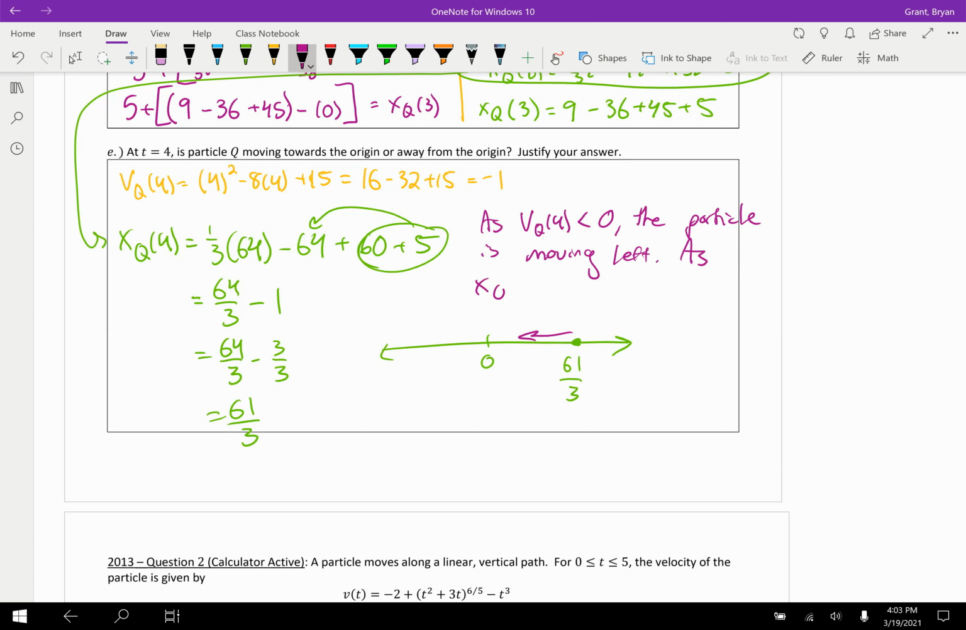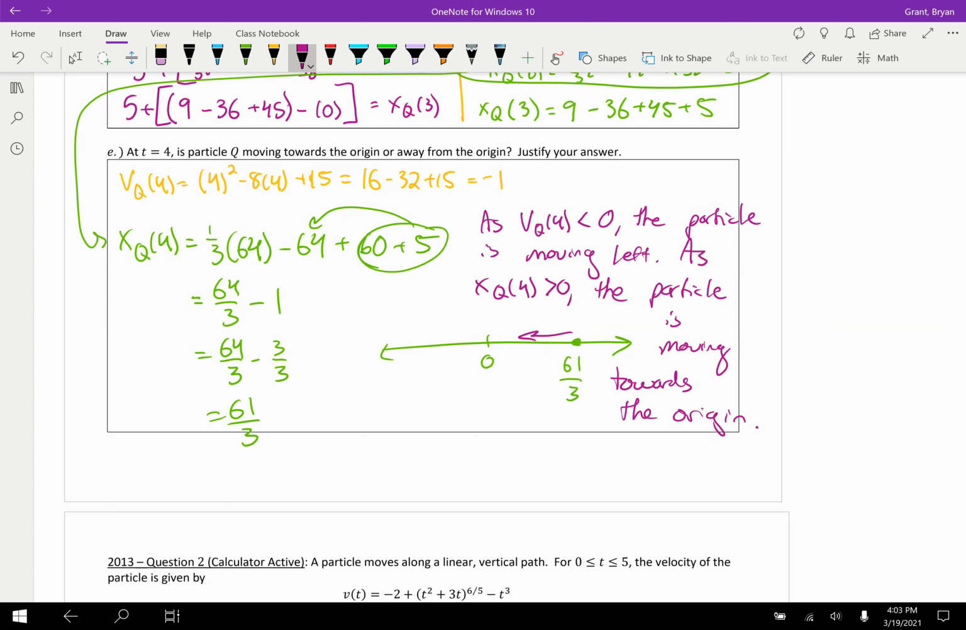As x sub Q of 4 is greater than 0, the particle is moving towards the origin. The end.